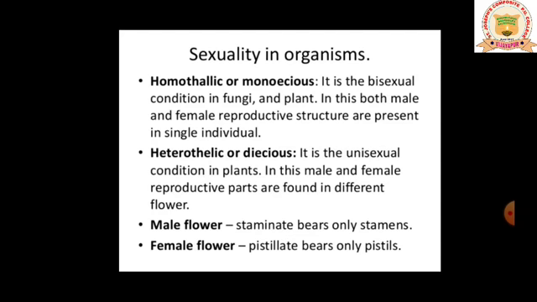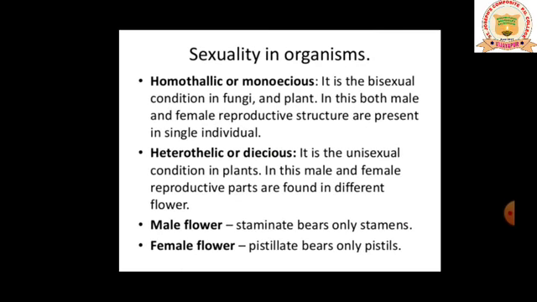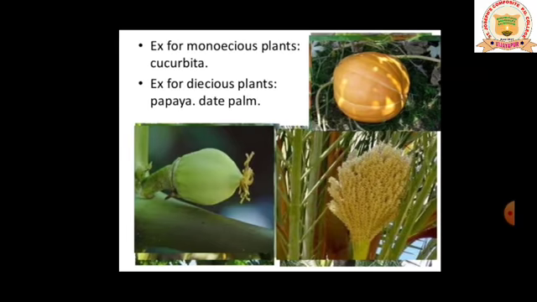And if both are present in them, we call them monoecious. If a plant contains only either male or female, we call it dioecious or heterothallic condition. Let me quote an example for a monoecious or homothallic plant. For example, monoecious plants are cucurbita. Monoecious, we can give an example like cucurbita.